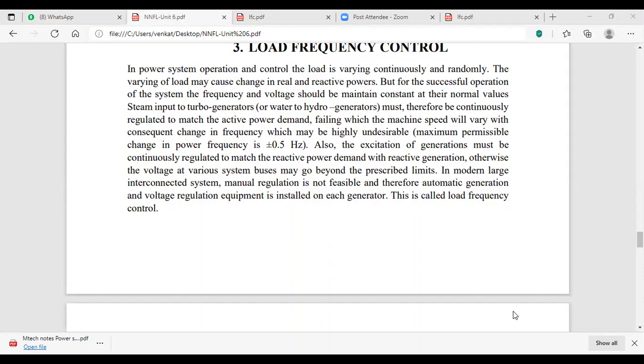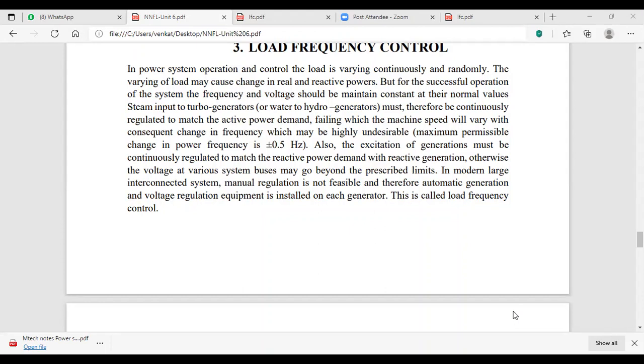So the steam input to the turbo generator must be continuously regulated to meet the active power demand. The steam input to your turbine should always be monitored. If that part fails, definitely it will affect the active power generated from the generator. The maximum permissible frequency variation is plus or minus 0.5 hertz.